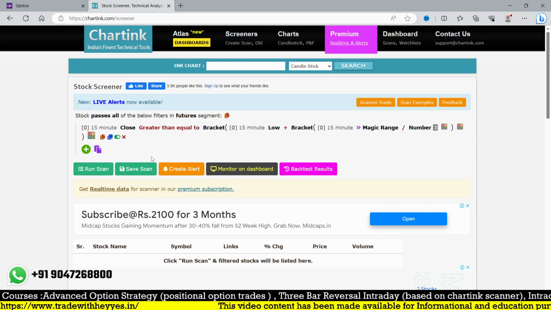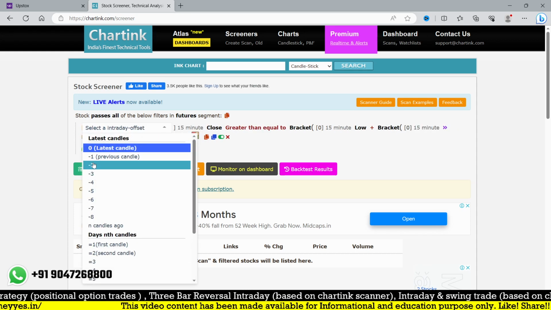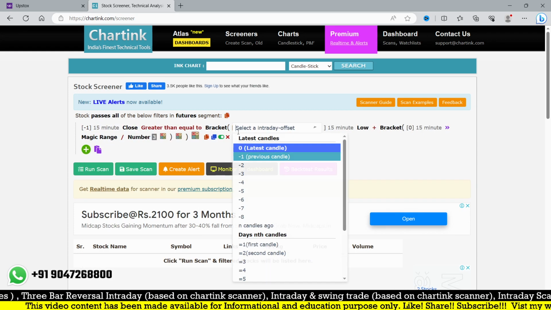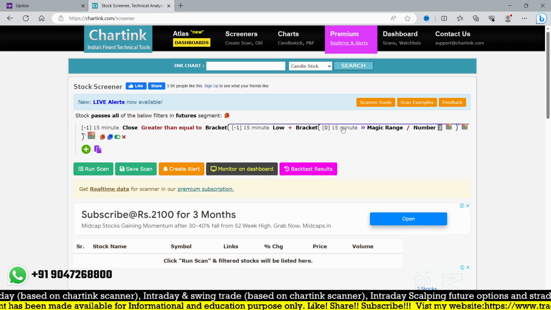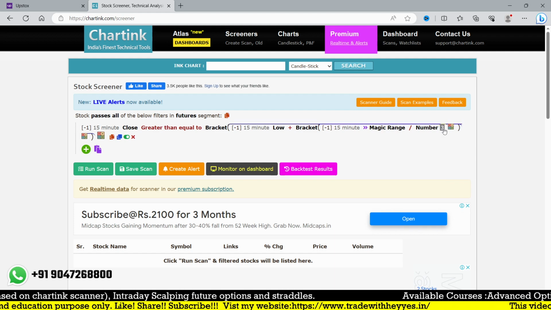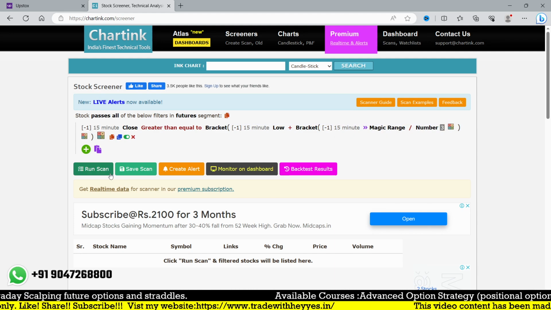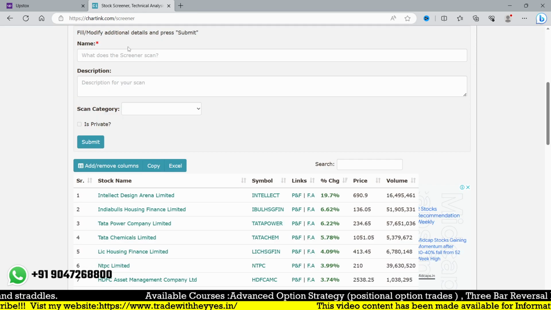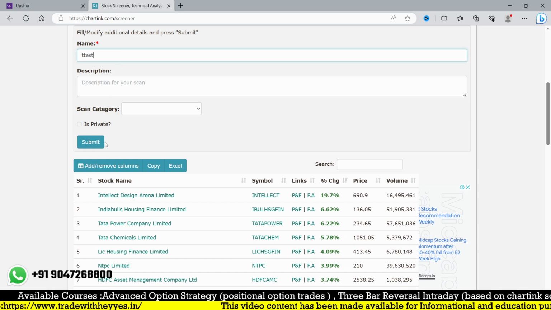Okay, look at this. Instead of taking the current 15 minutes, we can use the previous one to get the exact result, the confirmation result. Okay, previous one. So everything is okay. So first of all, we save the scan on the test.